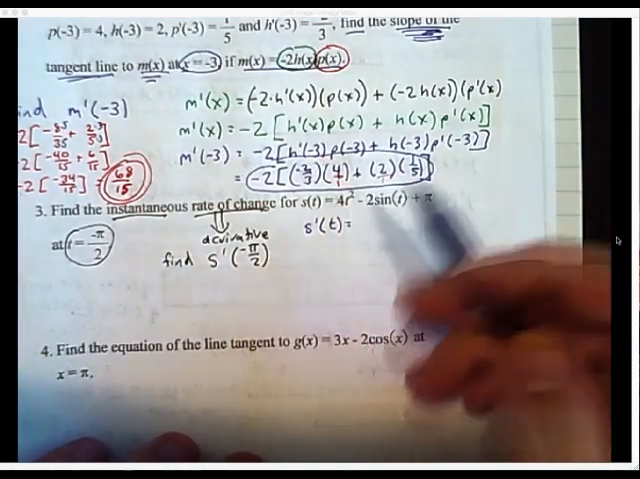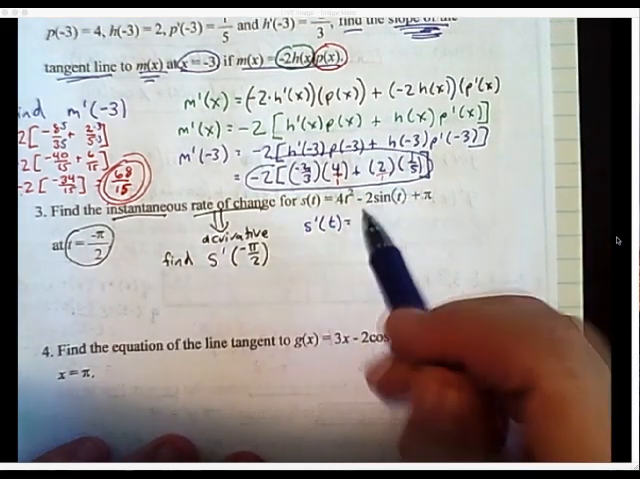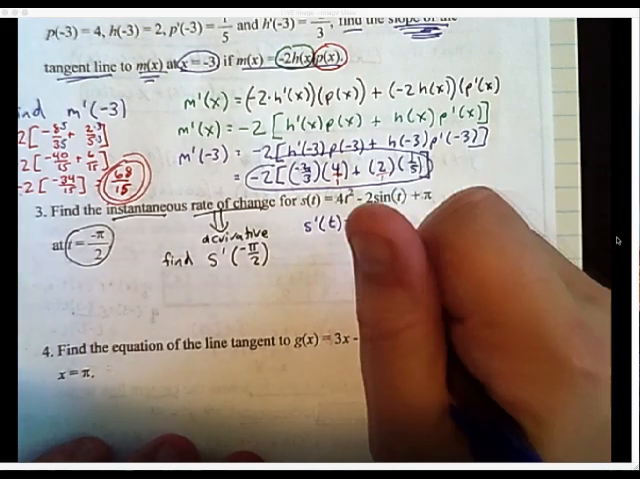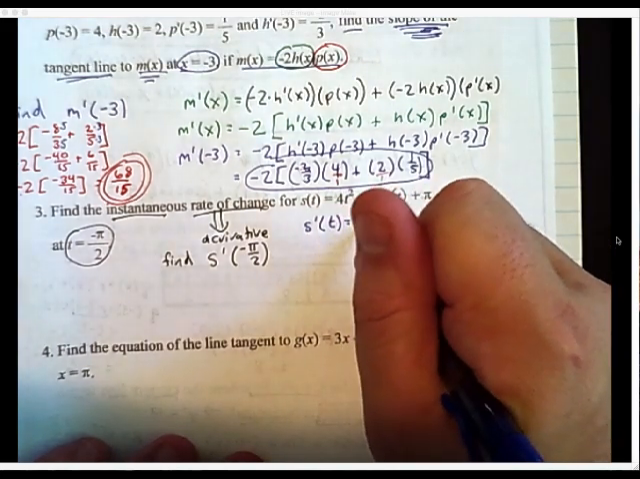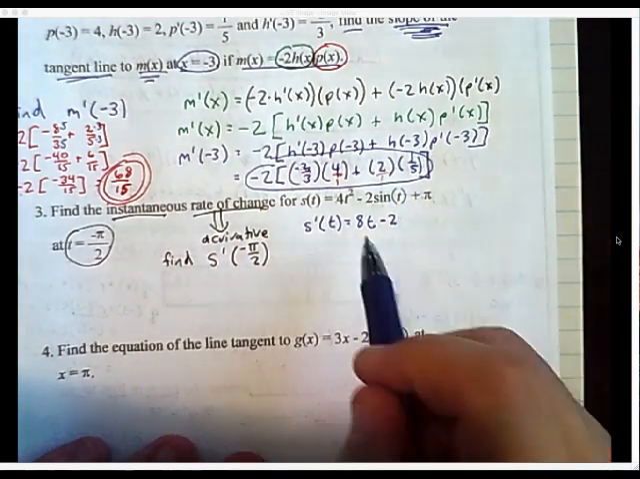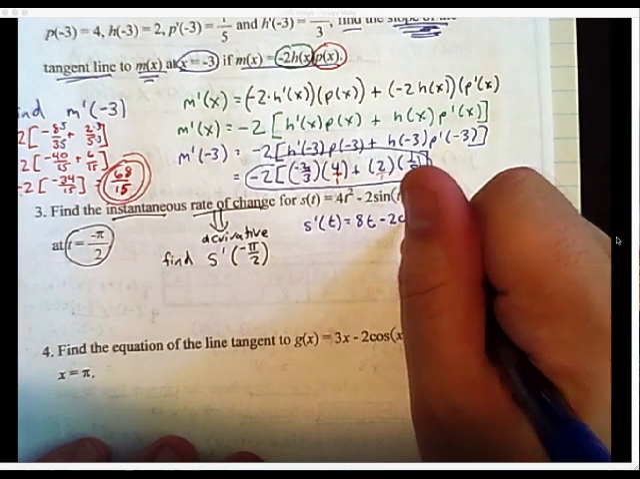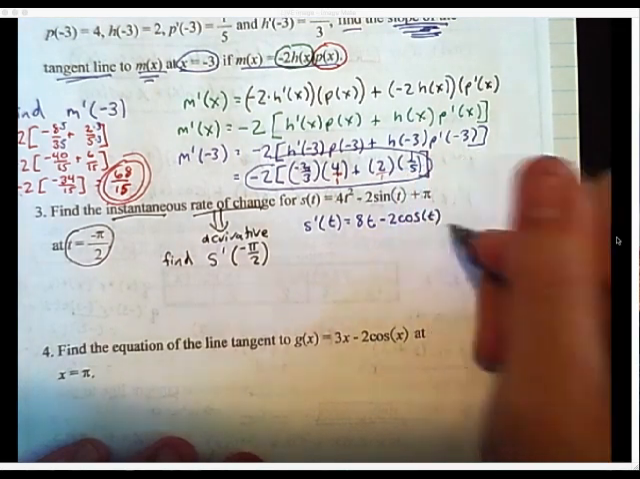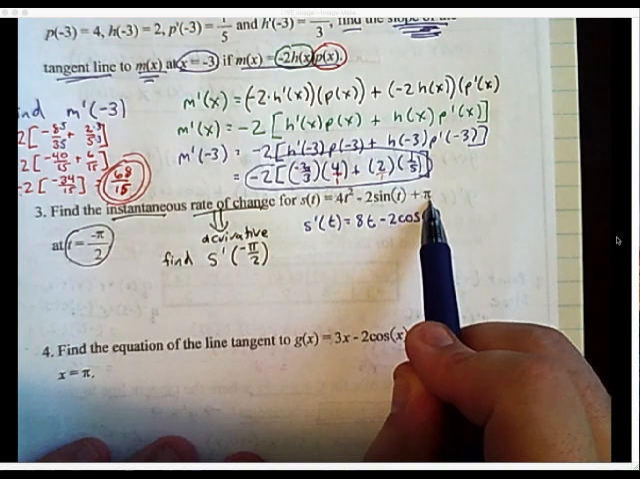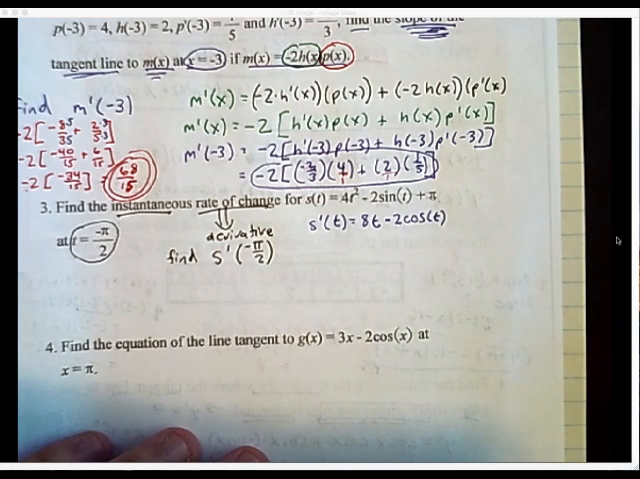Derivative of 4t squared. Well, first off, there's minuses and pluses, so I'm just going to take the derivative of each piece. This is not a product rule. 4 times 2 is 8, so 8t. Minus 2, that's a coefficient, it stays. The derivative of sine is cosine. Okay. Derivative of a constant, remember pi is a constant, it's 3.14. The derivative there would be 0. Okay. So I could put in the plus 0, but I don't have to.